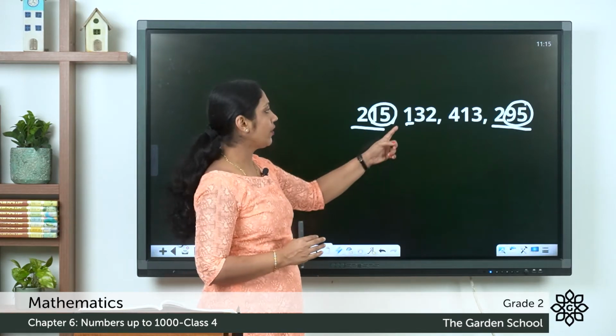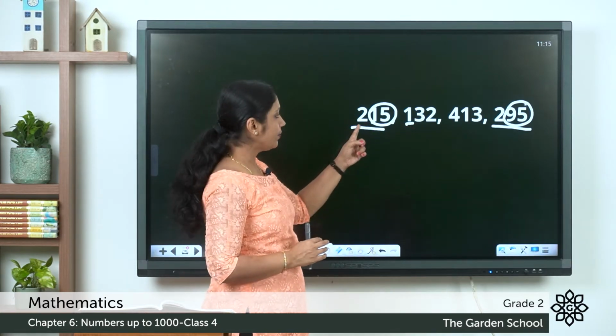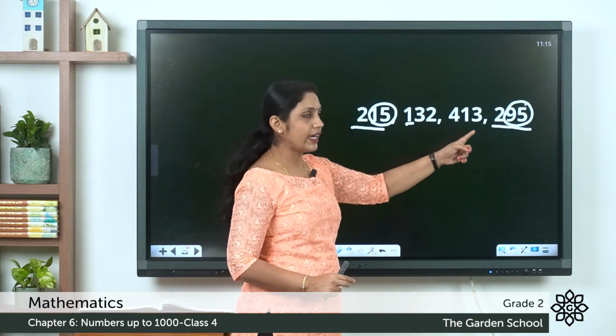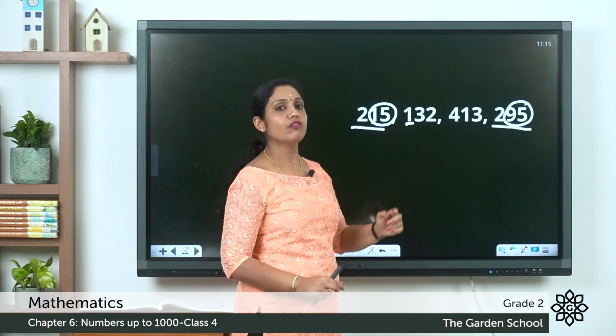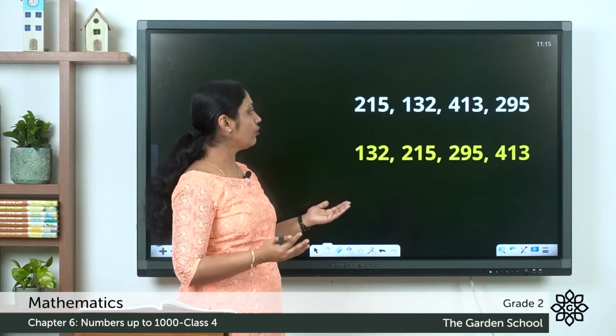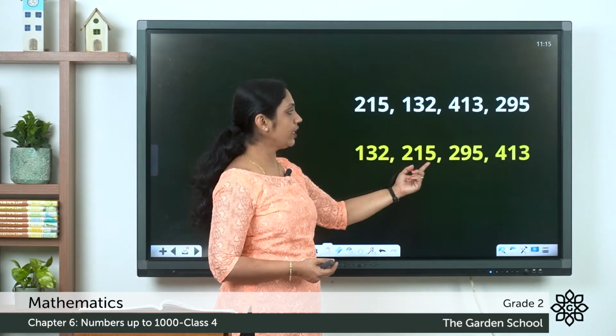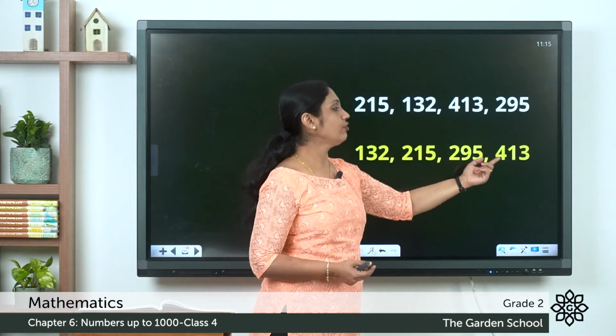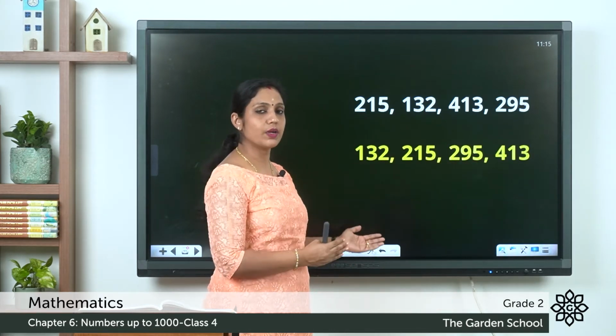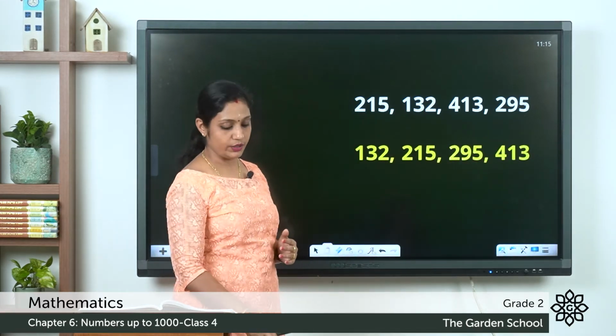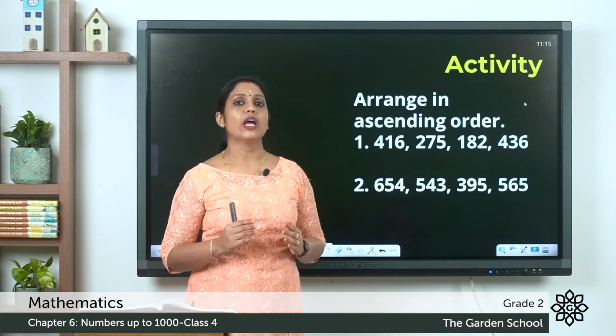So first we can write 132, then 215, 295, and the last number 413. So now we have arranged them as 132, 215, 295 and 413, and now these numbers are arranged in the ascending order. So now you have an activity.